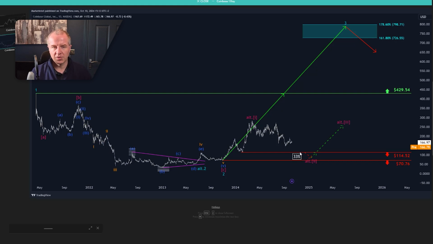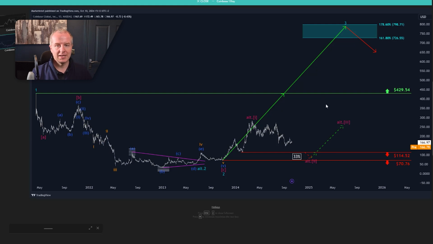But we only see that with a 33% probability, which means in turn that with a probability of 67%, we see a more direct move to the upside, which would make Coinbase quite an opportunity to, let's say, get into. That means the $114.52 level is the key pivot that distinguishes between a more direct move up and a deeper pullback, but still a bullish scenario.